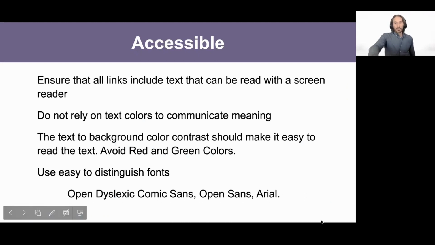So when you're thinking about your front page and you want to make it more accessible, here are some things to think about. You want to ensure that all your links include text that can be read with a screen reader. So that means that if you want to make buttons as links that go places because it looks more visually appealing, that's great. You just want to perhaps put text as well, so that when a screen reader reads it, it will read the text.